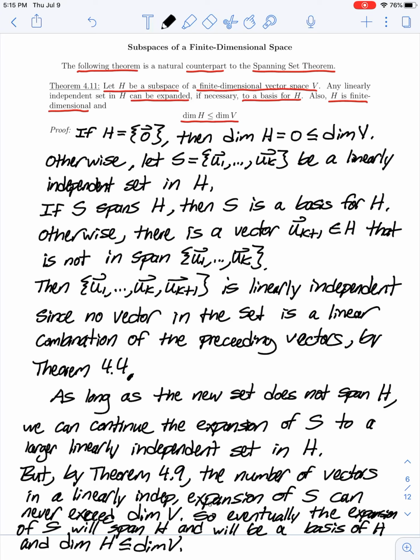If we have a subspace of a finite dimensional vector space, then any linearly independent set within that subspace can be expanded to find a basis. So this gives us a way to create a basis for a subspace. But also, H is finite dimensional. So any subspace of a finite dimensional space is finite dimensional, and its dimension must be less than or equal to that of the space of which it is a subset.